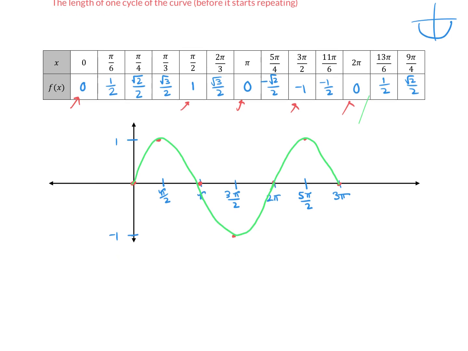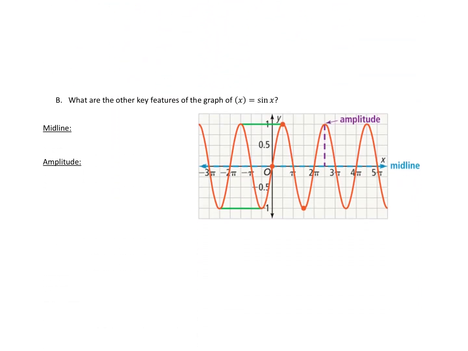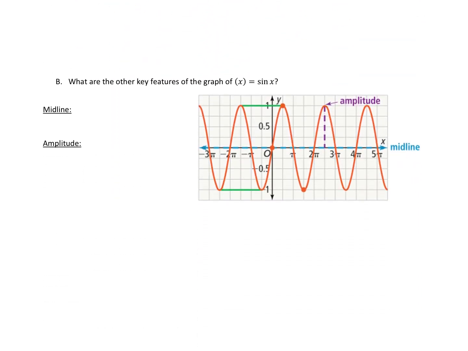All right, so let's take a look at some key features of the graph of, that should say f of x, there we go, equals sine of x. So we have this thing called a midline. A midline is a horizontal line halfway between the maximum and minimum points on the graph. So this is a sine curve. The sine curve will go through the origin. It has the y-intercept at the origin. Here's the maximum, here's the minimum. If you cut that in half, you've got your midline going right through the center of it.